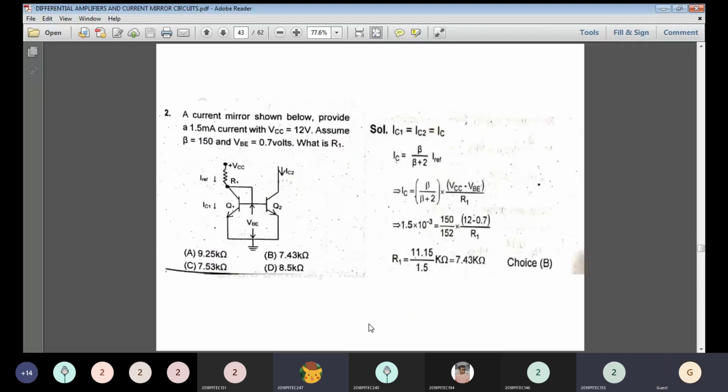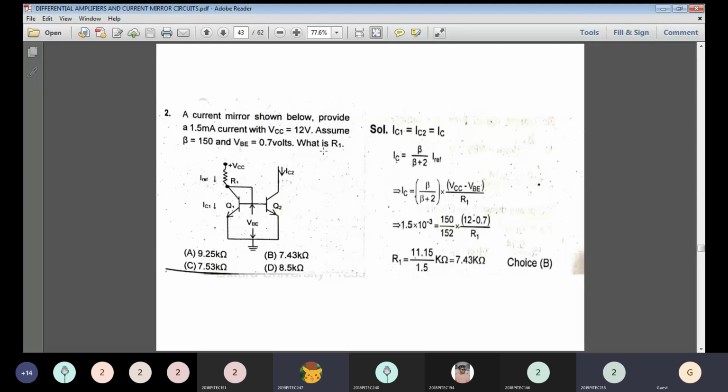So the next question, again the same current mirror circuit, but another type of question. The given data are somewhat different here. The current mirror shown below provides 1.5 milliamps current with supply voltage VCC of 12 volts. Assume beta is equal to 150 and VBE is equal to 0.7 volts. Here in the question VBE is mentioned. What is the value of resistance R1?